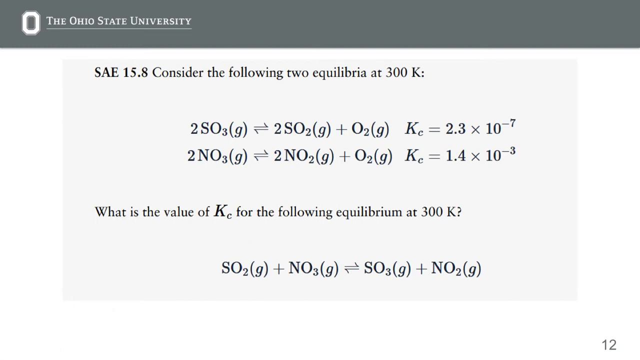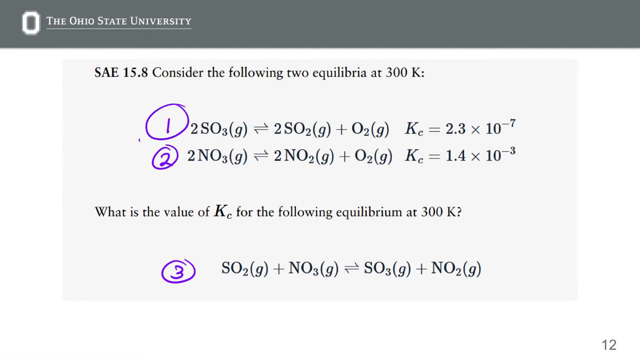So if we look at the overall equation that we want to find the equilibrium constant for, we have SO2 plus NO3 in equilibrium with SO3 and NO2. And if we look at our equations, we'll see we have the second equation here. Let's number these: 1, 2, and we'll call that one 3.